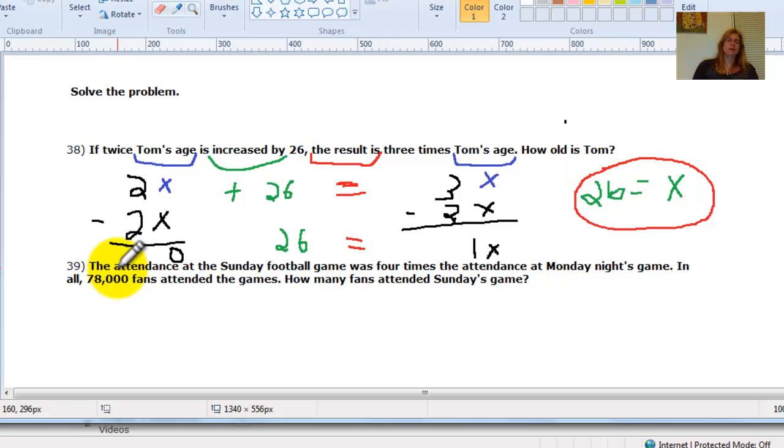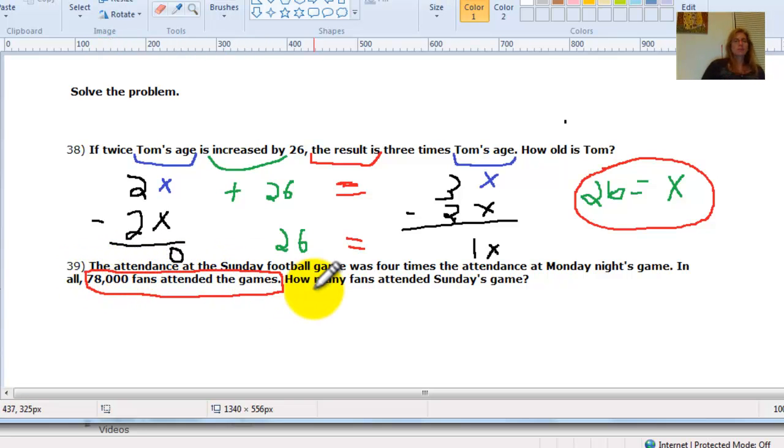For number 39, the attendance at the Sunday football game was 4 times the attendance at Monday night's game. In all, 78,000 fans attended the games. How many fans attended Sunday's game? Well, you have to sort out a lot of information here. What we have is an attendance at Sunday and something about the attendance at Monday. But this is an important piece to look at. 78,000 fans attended both of those games.